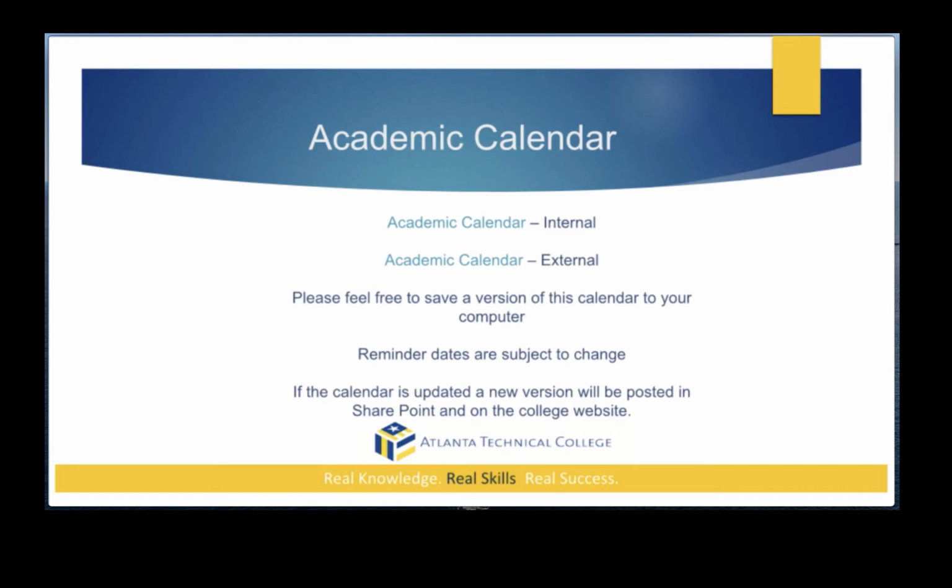There are 3 columns on the calendar. Each column represents one of the 3 parts of term. We have Term 1, which is our full 16-week term, Term 2, which is our first 8-week term that ends at midterm, and Term 3, our second 8-week term that begins after midterm.